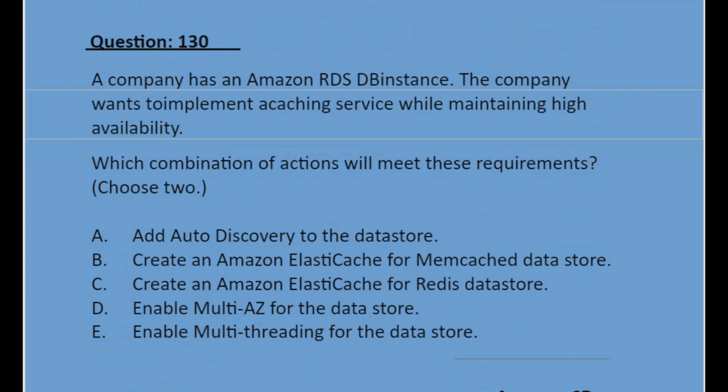Choose two options. Option A, add auto discovery to the data store. Option B, create an Amazon ElastiCache for Memcached data store. Option C, create an Amazon ElastiCache for Redis data store. Option D, enable multi-AZ for the data store. Option E, enable multi-threading for the data store.